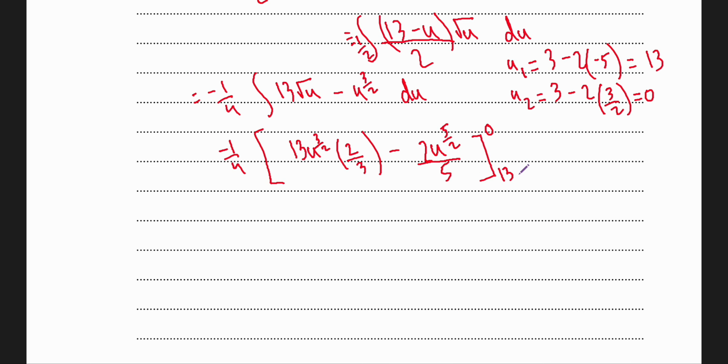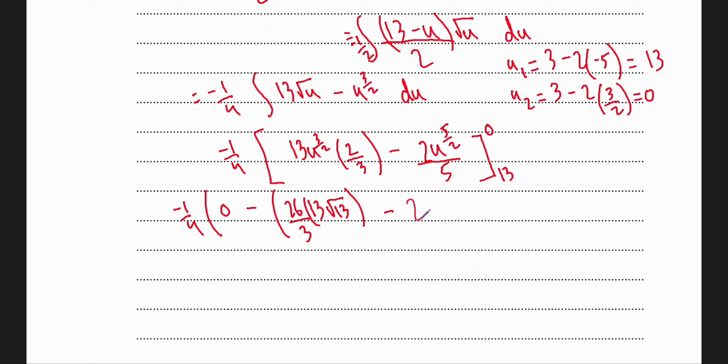And actually this is much easier to evaluate, because now you have negative 1 over 4, and when you put 0 in for u, everything just goes away, so you have 0 minus, now is the interesting part. We have 13 times, you put 13 back in for u, you have 13 to the power 3 over 2. Well, that's just 13 times root 13. Let me leave that bracket open. If you do 13 times 2 over 3, that's just 26 over 3, right? So you have 26 over 3 times 13 root 13.